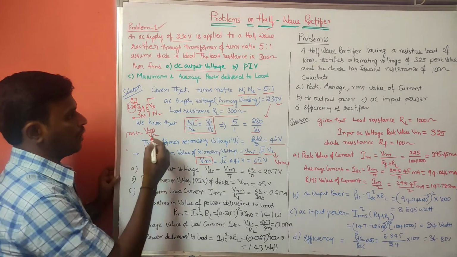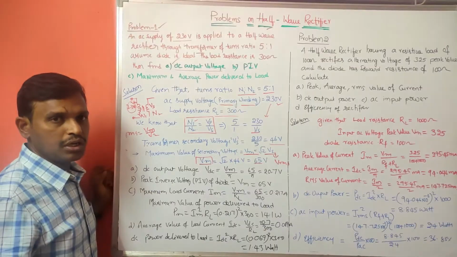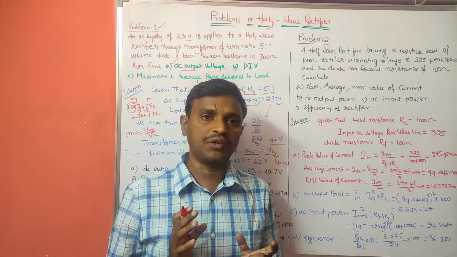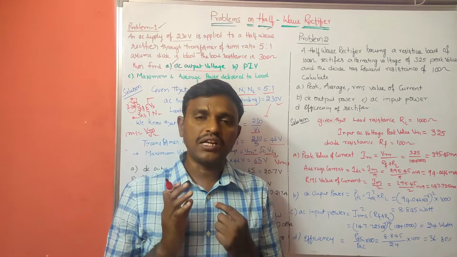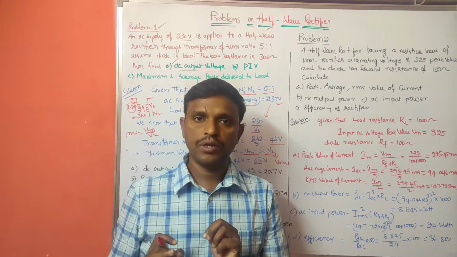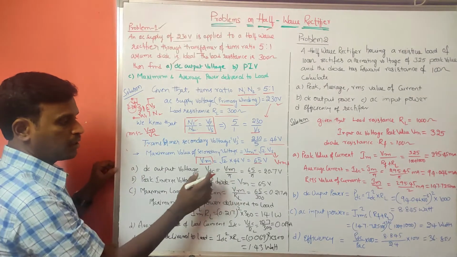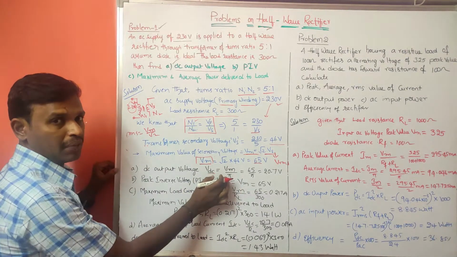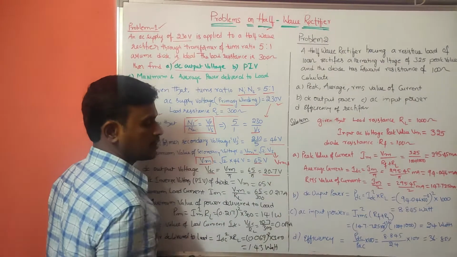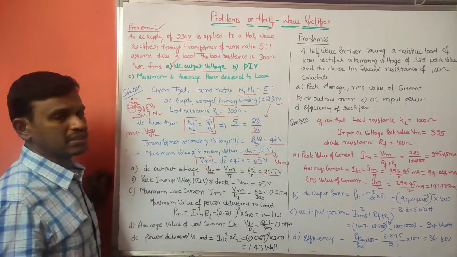Next, what we have to calculate, the first problem here, is the DC output voltage. Our average voltage is represented with VDC. For a half-wave rectifier, VDC is equal to Vm by pi. Vm we have already calculated, so VDC is equal to 65 by pi. Its value is 20.7 volts. So that is the DC output voltage calculation.